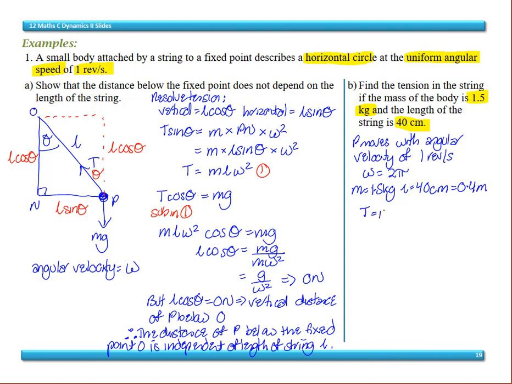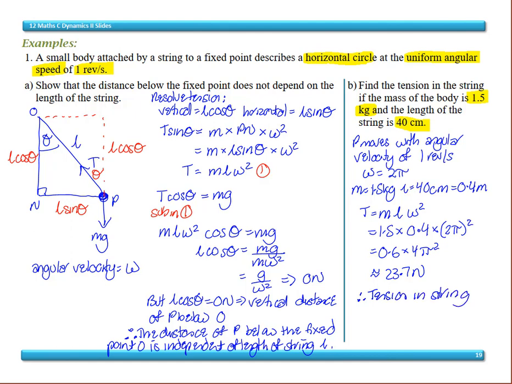So our T is equal to m L omega squared. So that's going to be 1.5 times 0.4 times 2 pi all squared, which is 0.6 times 4 pi squared, which is approximately 23.7 newtons. So therefore, tension in string is approximately 23.7 newtons.